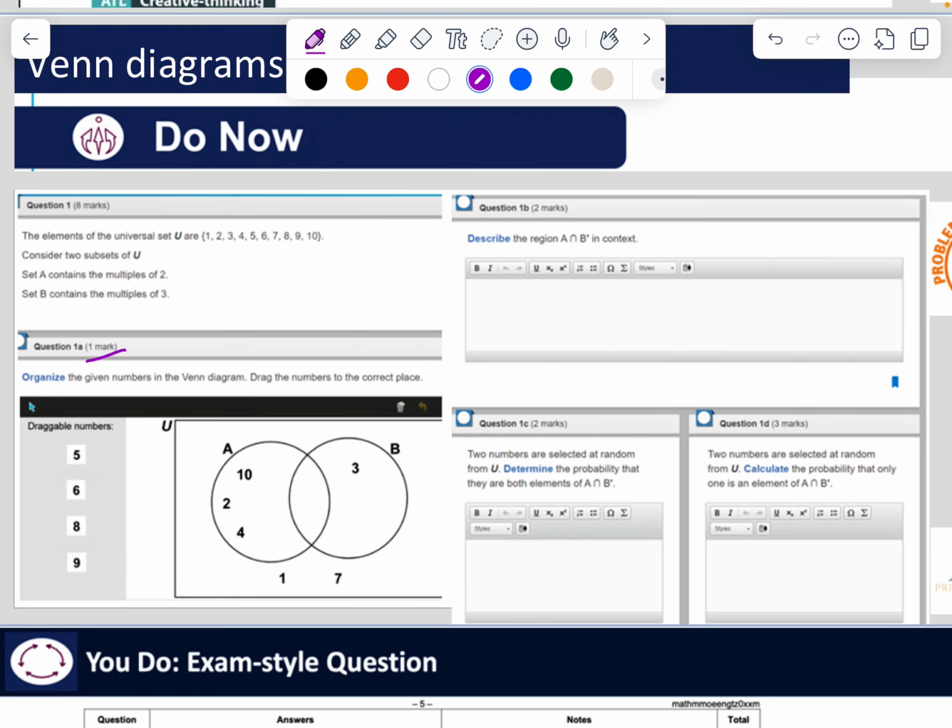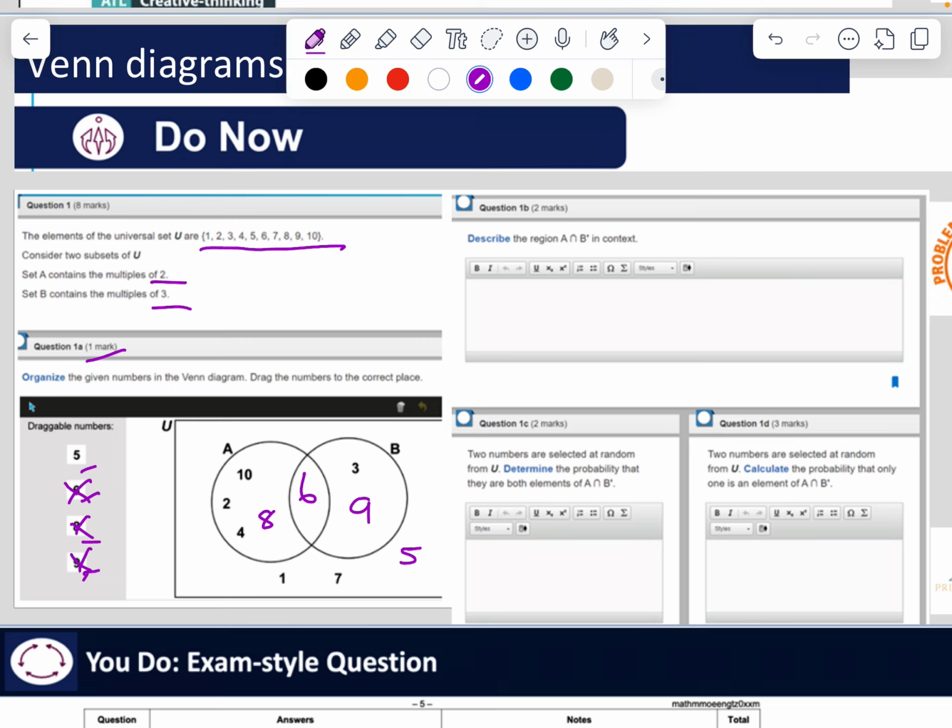So if we look here, it's numbers from 1 to 10. A contains multiples of 2 and B contains multiples of 3. So first, let's start with the middle. The only one that's in both is 6. Then the last thing, the only thing that is a multiple of 2 is 8, and a multiple of 3 is 9. So then 5 would go on the outside.